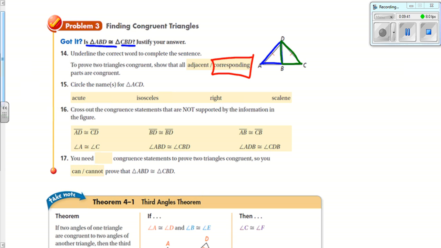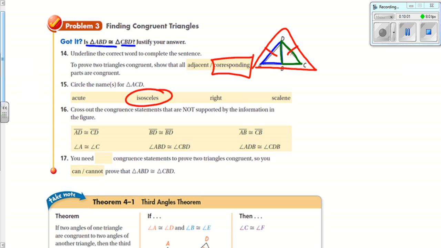We have to prove that they are congruent. Circle the name for triangle ACD. So looking at ACD, which is the whole big guy, what type of triangle is that? If you chose isosceles, you are correct because I see these two hash marks, implying that those two sides are congruent to each other.